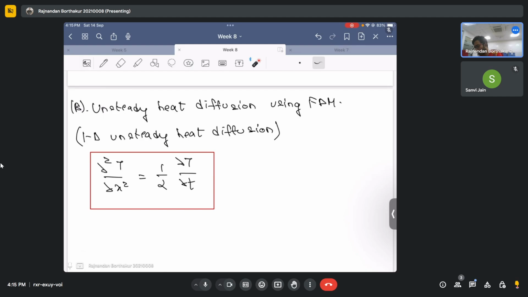We will learn how to solve the unsteady heat diffusion equation using the finite difference method. Of course, we have already learned how to solve this using the similarity solution that we saw in the first half of this discussion. But now we will do this using a numerical method, the finite difference solution. But before that, if you have any doubts, you can just ask me.